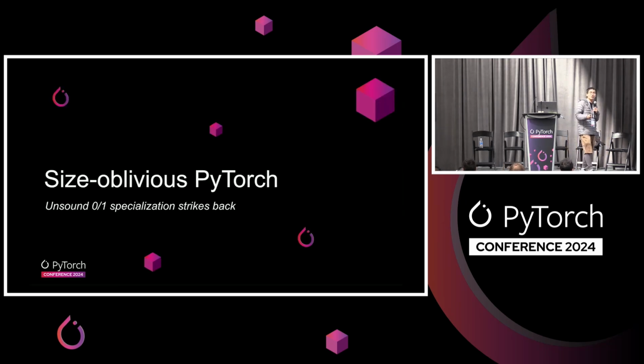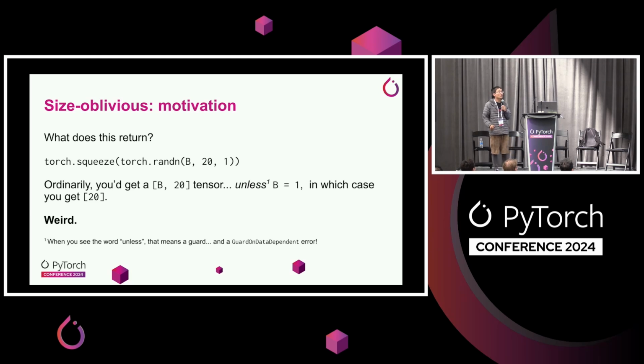So this got us pretty far, and then we ran into some problems where we actually needed to make some changes to the framework in PyTorch. And so that's the next thing I want to tell you about, this idea of size-oblivious PyTorch. The way I'm going to ease us into this is I'm going to look through some examples in PyTorch's eager API of strange behavior that happens that is kind of unintuitive.